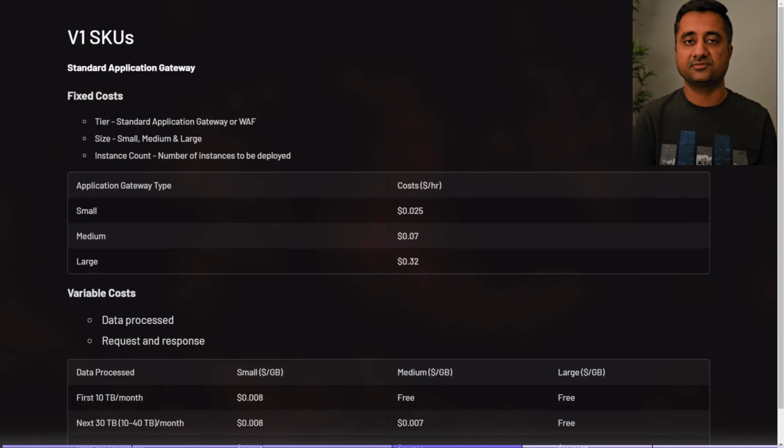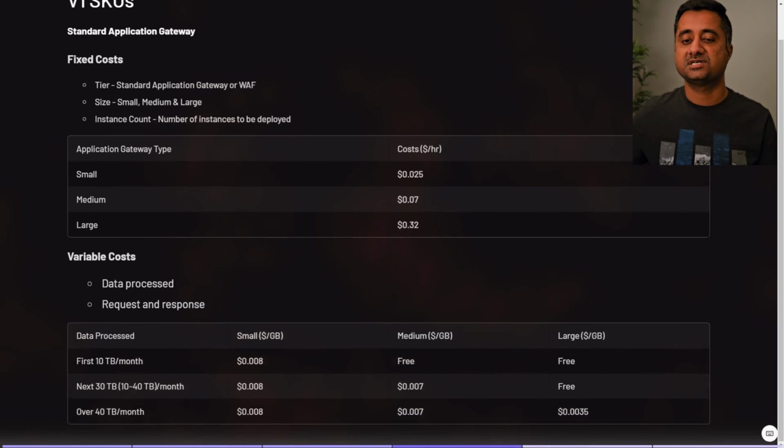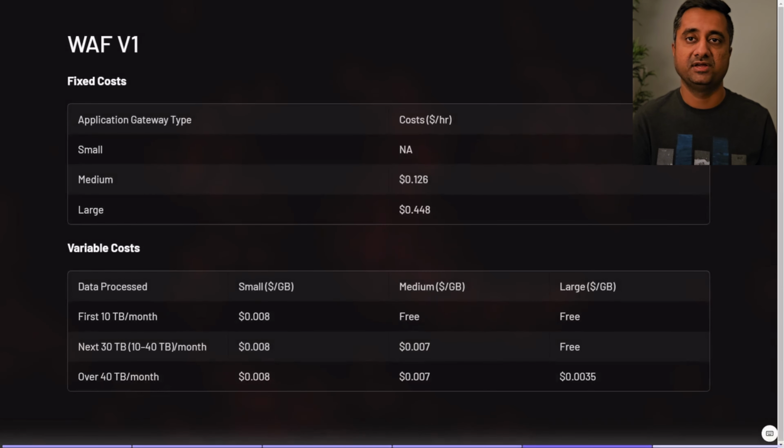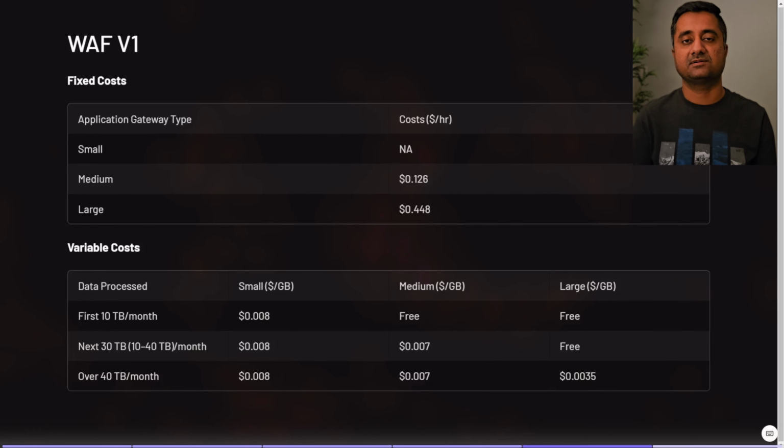So it's pretty cheap if you're having a pretty small size, but if the data is more, then you're going to pay per GB. And then over 40 TB, you can see the different tiers that you have. So the next one is WAF V1. If you have an application gateway with the web application firewall, then the cost with small, medium, and large, and then the data processed. This is the pricing. Generally, the DDoS protection is at the subscription level. Mostly, you're not getting a DDoS protection just for the WAF.